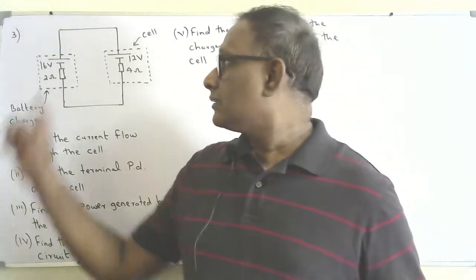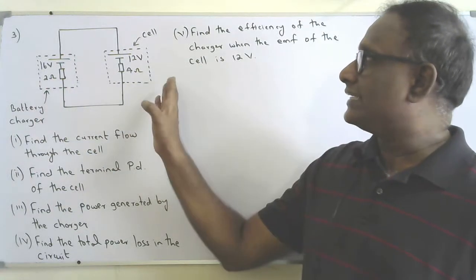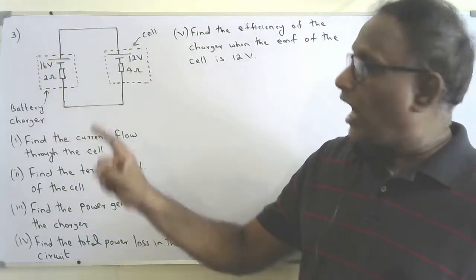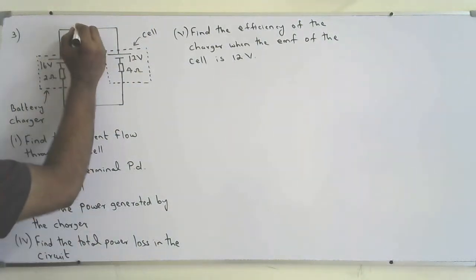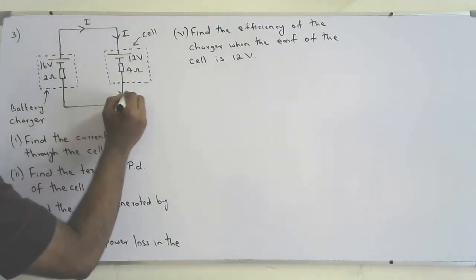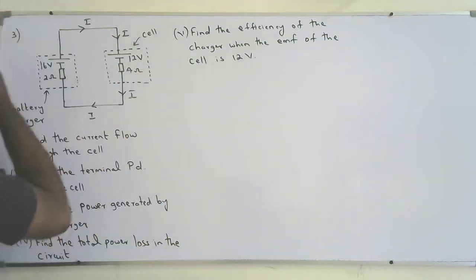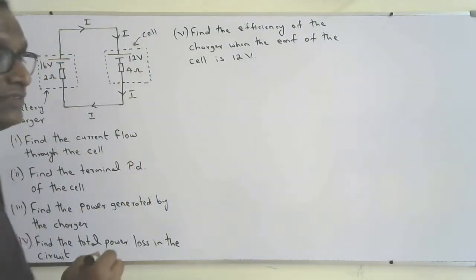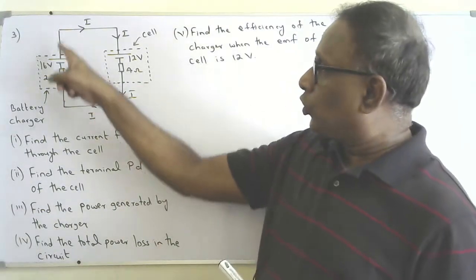Okay, this is the third question, slightly different type, about a battery charger and a cell. When you are charging a battery or a cell, the current will come out of the charger and flow into the cell. Normally, when you are using the cell in a circuit without a charger, current will come out through the positive terminal of the cell. But when you are charging a rechargeable cell, the current will flow into the cell.